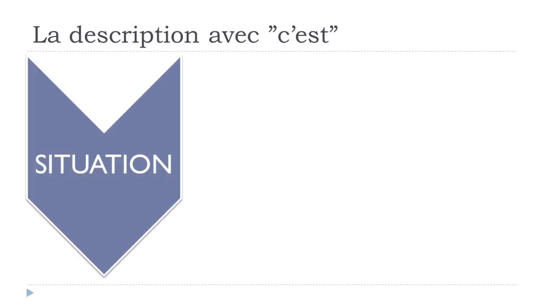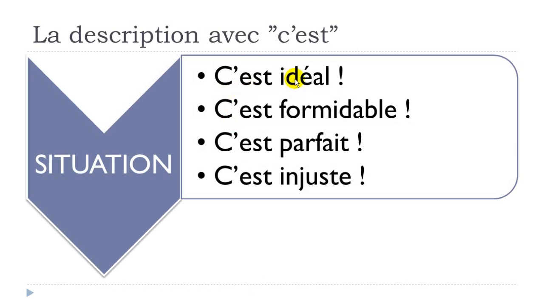Okay, let's see another example. If you want to describe a situation, for instance, this would be an option. So idéal, ideal, c'est idéal. Formidable, c'est formidable. C'est parfait, so it's perfect. And then c'est injuste, the opposite of juste, and it means unfair. So c'est idéal, c'est formidable, c'est parfait, c'est injuste. Same thing here, remember that all these adjectives are in the masculine form.